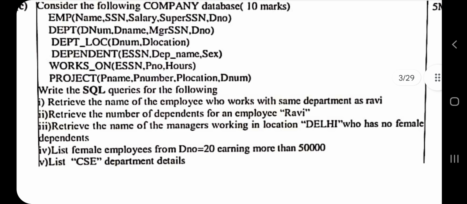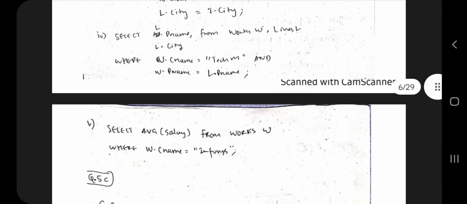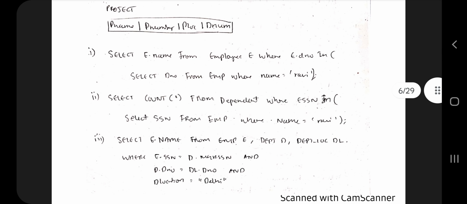The next one is retrieve the names of the dependents for an employee Ravi. First thing we need to retrieve is the number of dependents. Number of dependents means what? How many? Count. So first we need to retrieve the count. So what we will write here first is select count star from which table? Dependent.